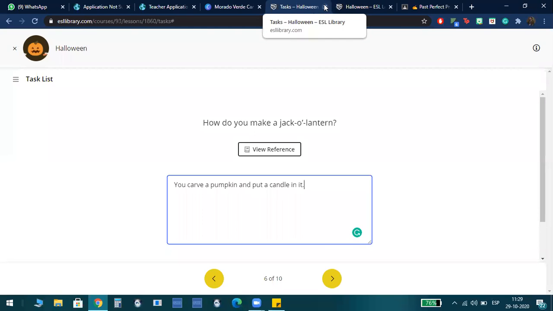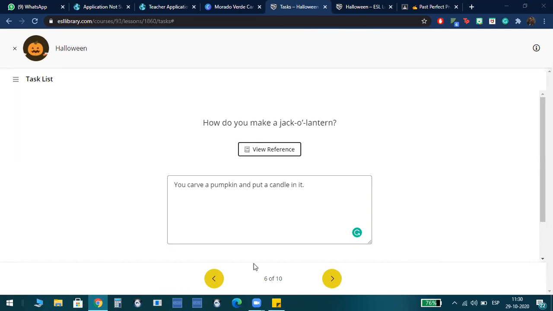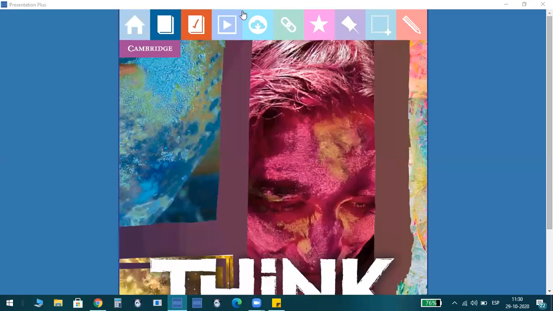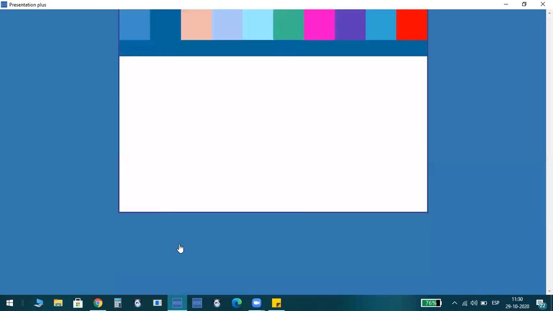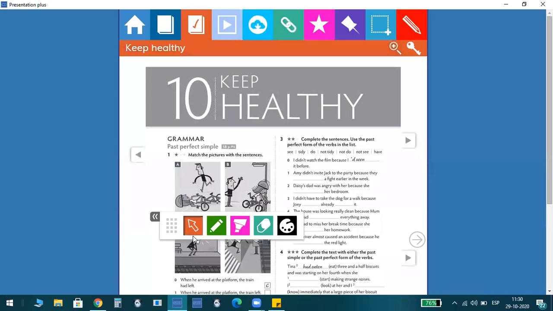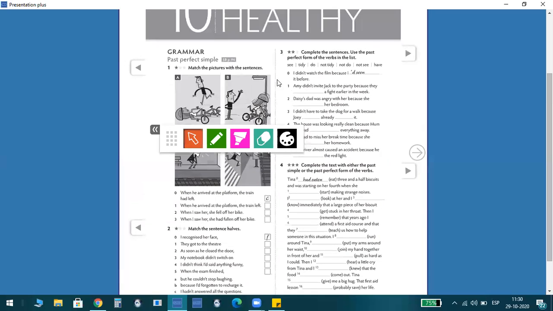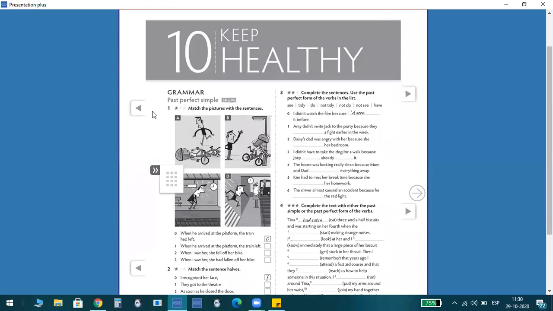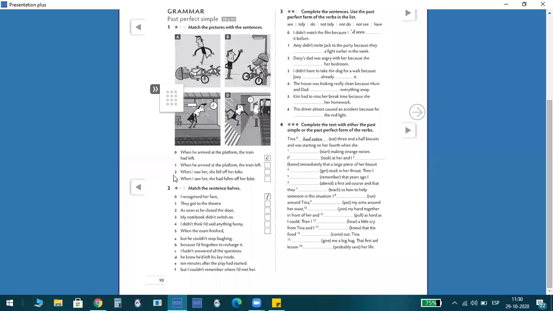All right, I want to stop now with the activity on Halloween, and I'm going to move quickly to, in these 4 minutes that we have, complete one activity from the book. All right, I'm going to stop the sound. And I'm going to go to the workbook now. Unit number 10. And this is keep healthy. All right, good, we're here. So we're gonna do 1 and 3.